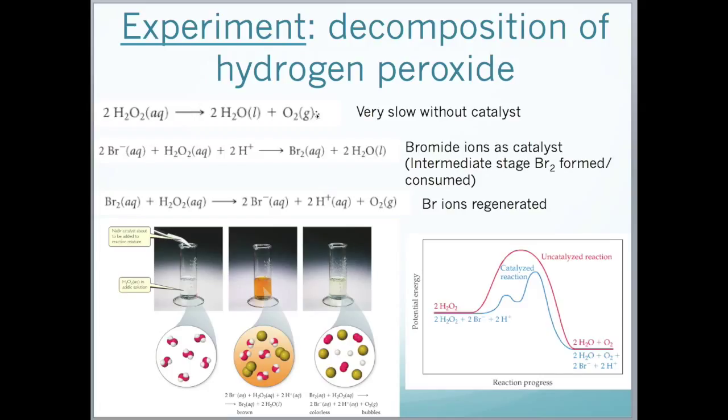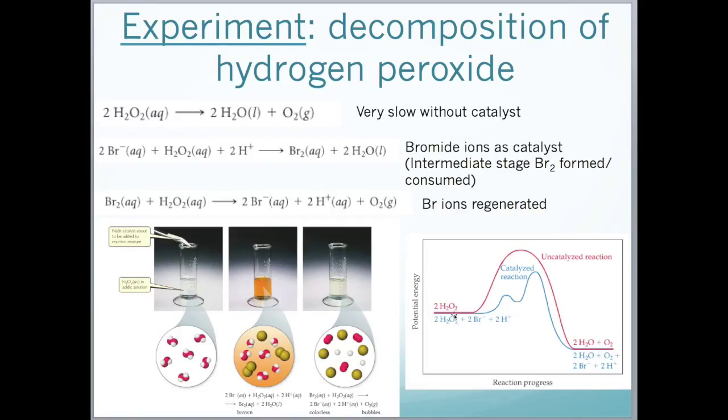An appropriate catalyst in this case could be bromide ions, where we can see when we add the bromide ions into the hydrogen peroxide under acidic conditions, we have the formation of bromine and water, and bromine and the formation of water is the intermediate step. Bromine that was produced in this step then reacts with the hydrogen peroxide to produce oxygen gas, and the bromide ions are regenerated.